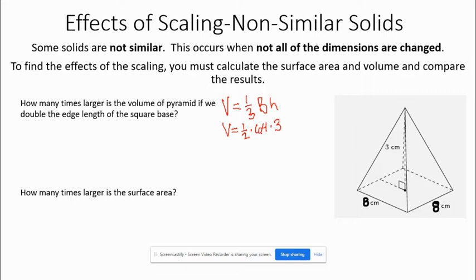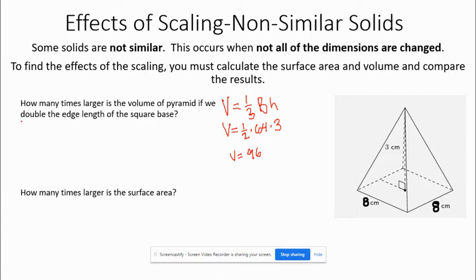Well, a third of 64 would be... half of 64 would be 32. 32 times 3 would be 96. So my original volume is 96. So now I want to think, okay, what's going to happen if we double the length of the square base?